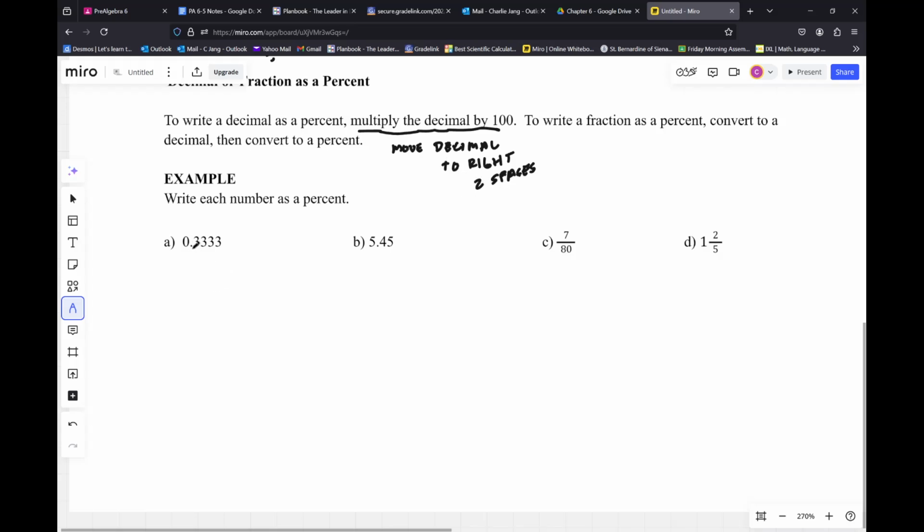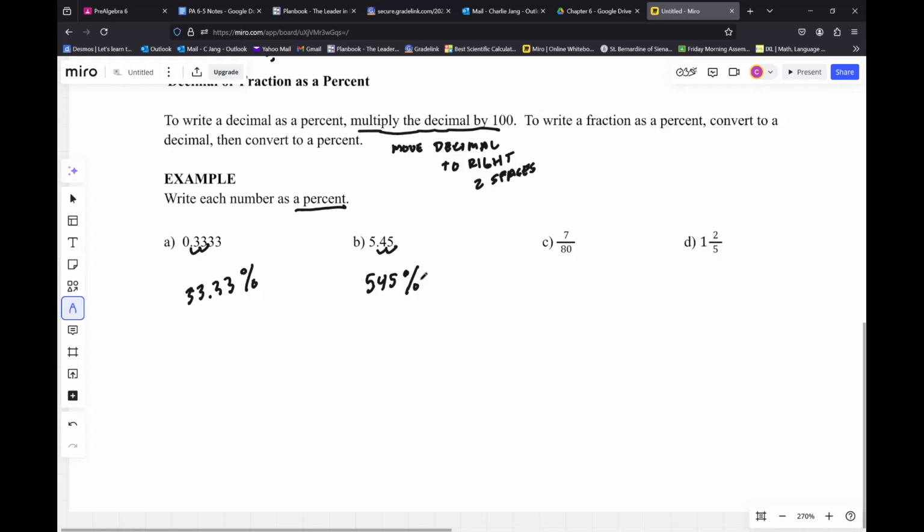So we're going to take this, we're going to move this 1, 2, and this becomes 33.33, but we're writing it as a percent, so you need the percent sign, guys. Make sure you put the percent sign in for anything that's a percent. How about 5.45? Well, we're going to move this 2 spaces. 545%. Okay? That's pretty simple.